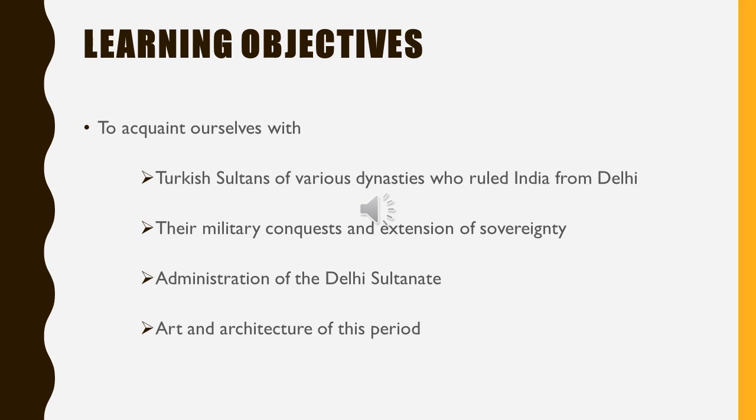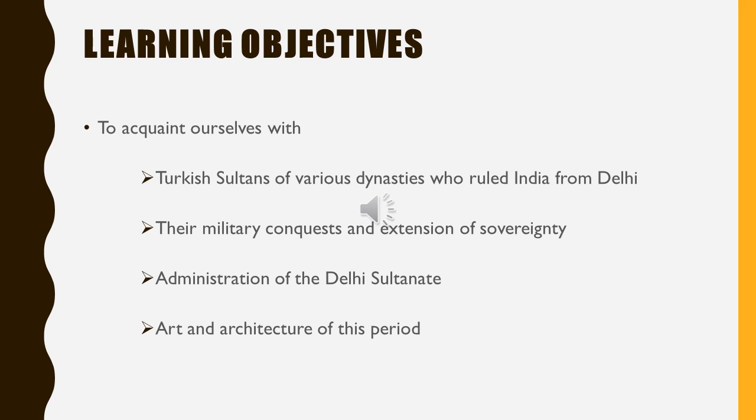Learning objectives. What are you going to learn from this lesson? To acquaint ourselves, that is to become familiar, to get knowledge about the Turkish Sultans of various dynasties who ruled India from Delhi. So you will learn about the various dynasties that ruled India from Delhi. Delhi was the capital city. Then their military conquest and extension of sovereignty, that is, their military conquest and how they extended their power.